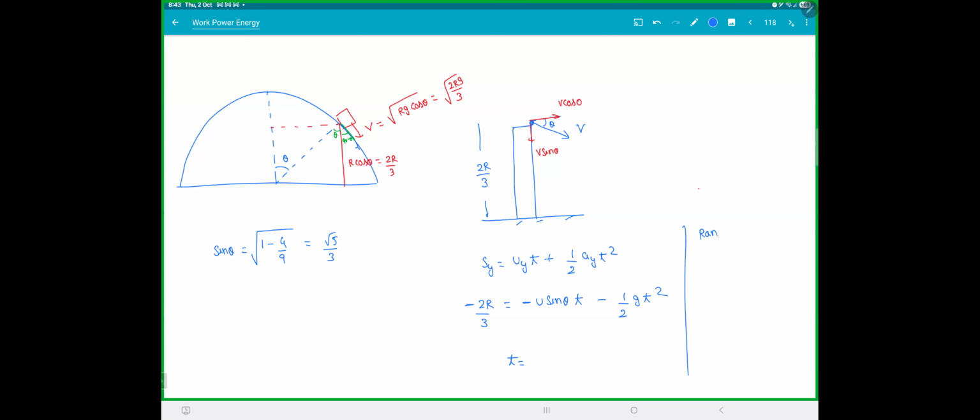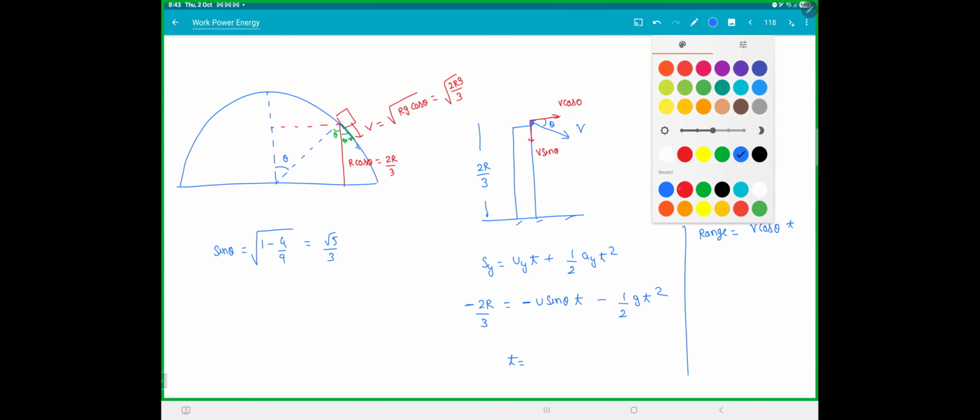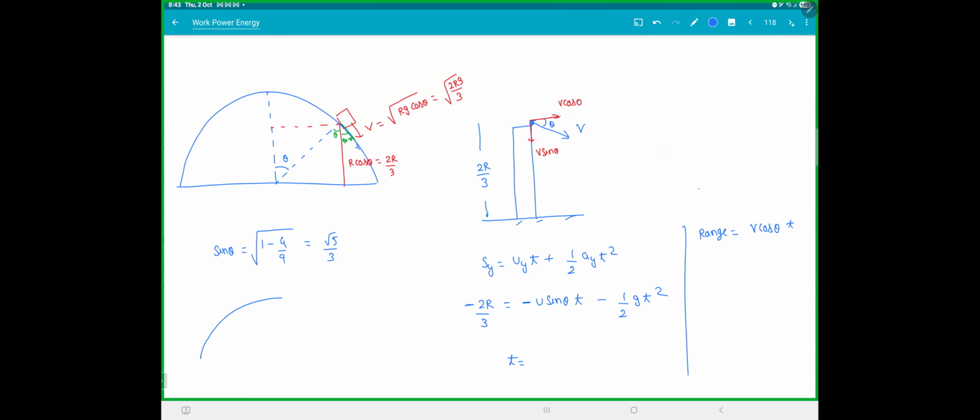Then you get range is equal to v cos theta into t. So this will give you the answer. This will be the range which we'll get. Let's leave it like this. Calculations are bad, but I hope you know how to proceed with this. Clear with the steps? Once you got the velocity and the angle, it becomes a projectile from a building. Any doubts on this?